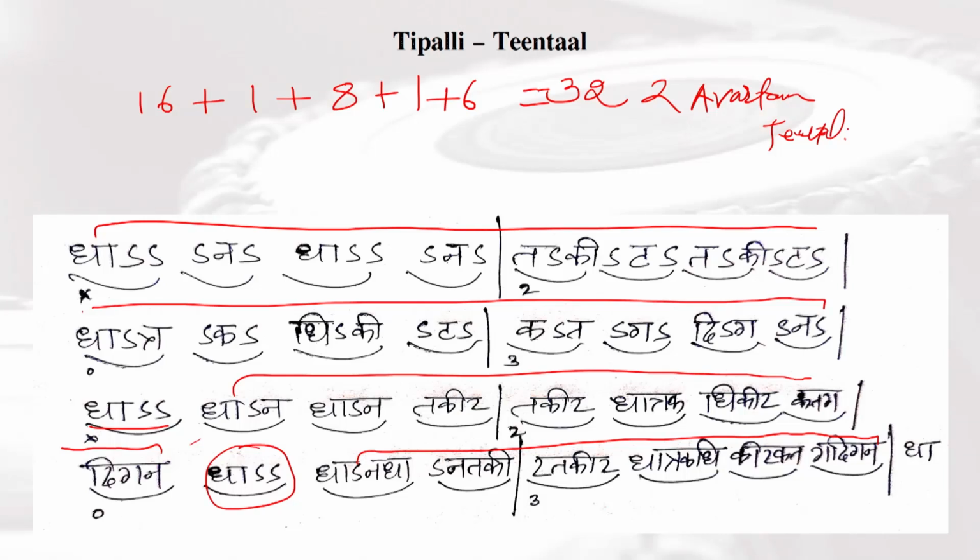So let's check the tihai with lehra. Dhana dhana takit dhatra kadhikit, kata gadi gana dha. Dhana dhana takit dhatra kadhikit, kata gadi gana dha. So this is how we need to recite these tipallis. So we move to the next example.